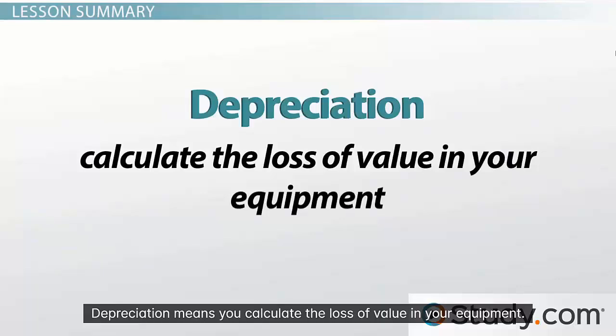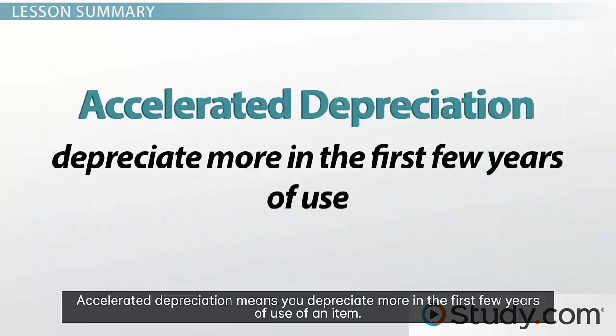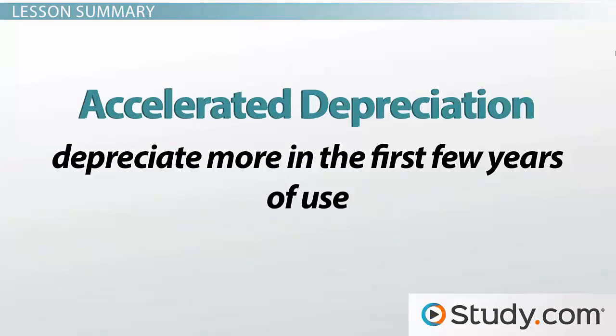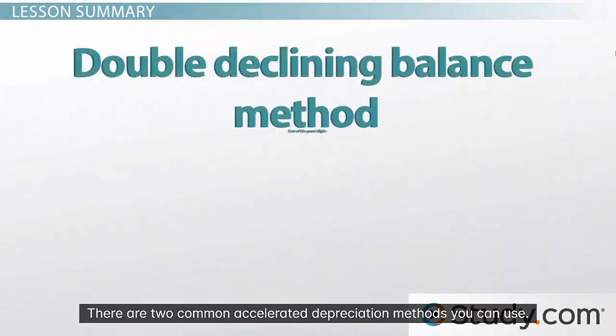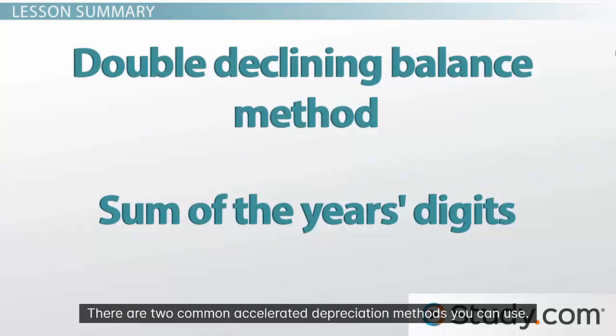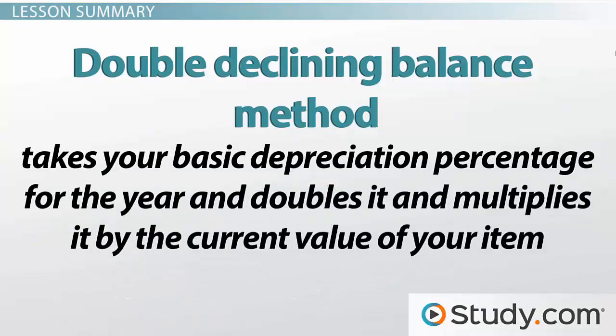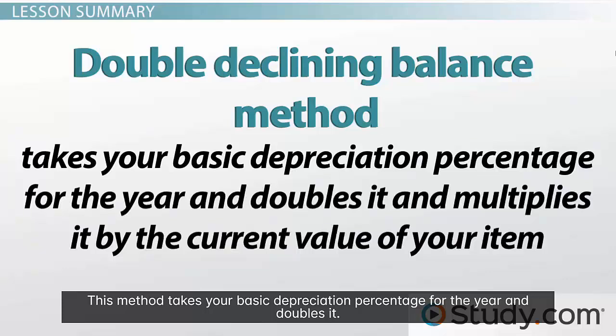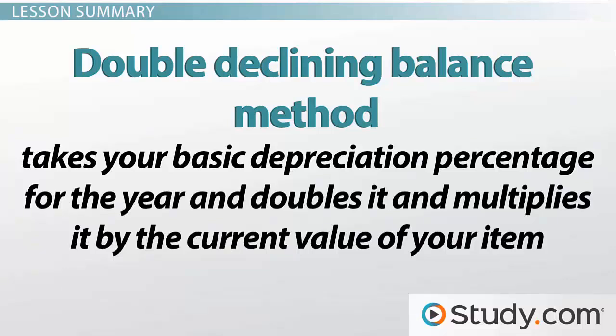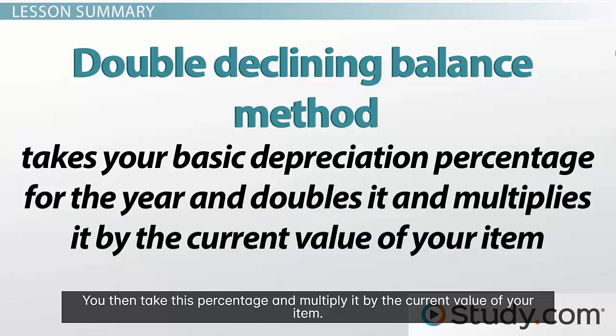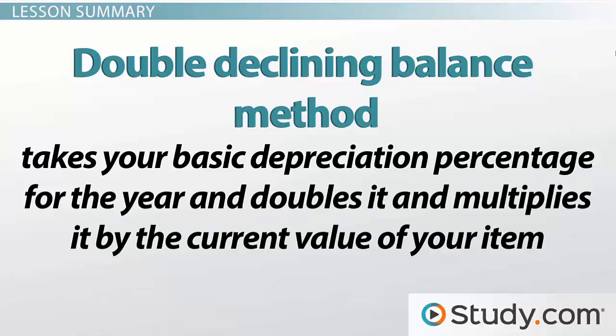Depreciation means you calculate the loss of value in your equipment. Accelerated depreciation means you depreciate more in the first few years of use of an item. There are 2 common accelerated depreciation methods you can use. First is the double declining balance method. This method takes your basic depreciation percentage for the year and doubles it. You then take this percentage and multiply it by the current value of your item.